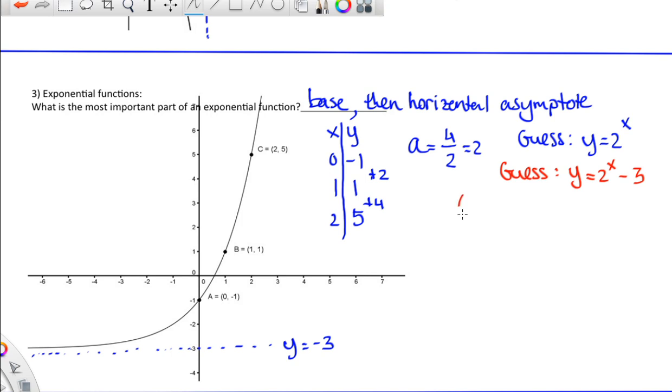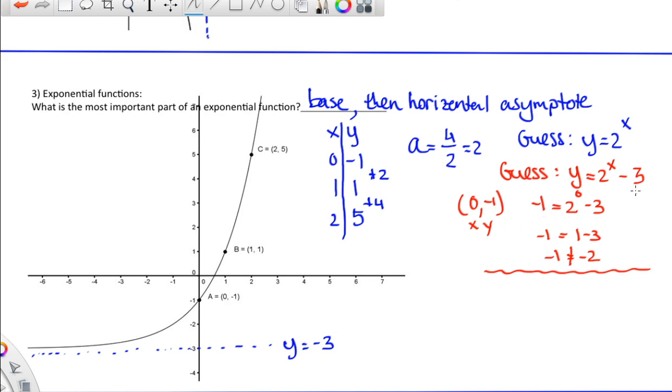So we're going to use 0, -1. So again, that's the x and that's the y. So when you plug in a 0 for x, we get a 1, and 1 minus 3 is -2. And -1 is not -2. So this guess wasn't right. So let's try another thing then.